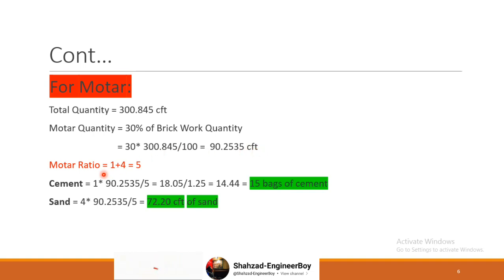Now how much sand and cement will be required? The mortar ratio is given in the drawing specification. That mortar ratio will be 1:4, meaning cement is contributing 1 and sand is contributing 4.